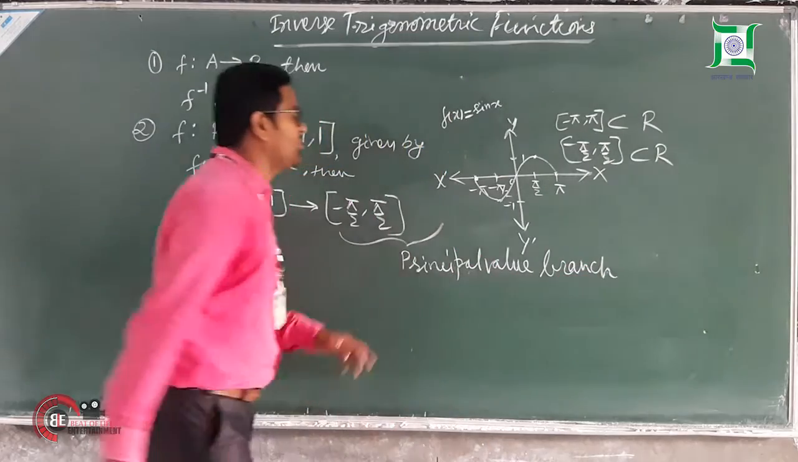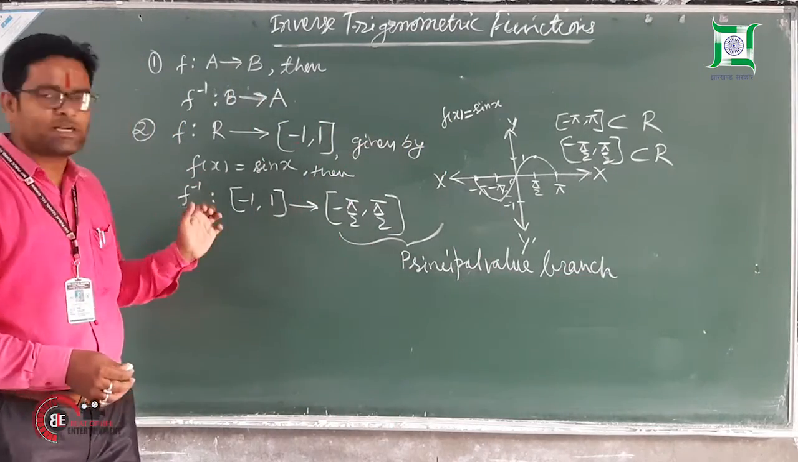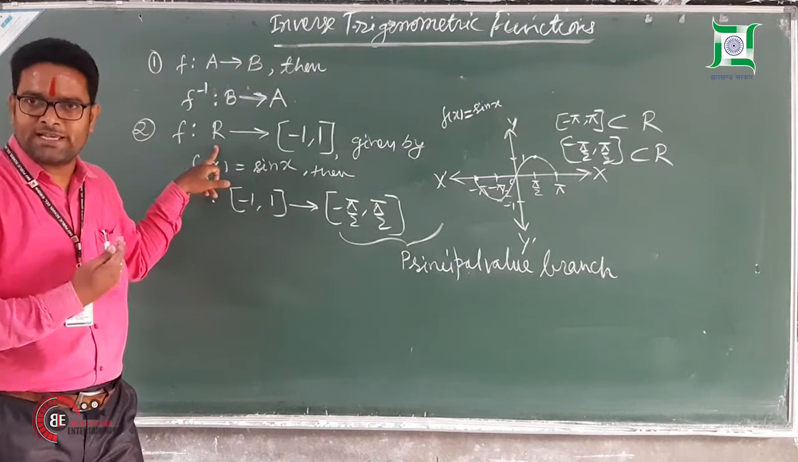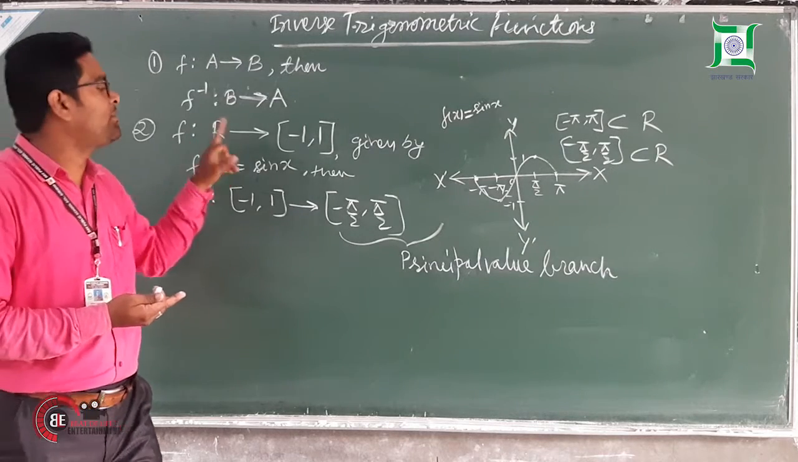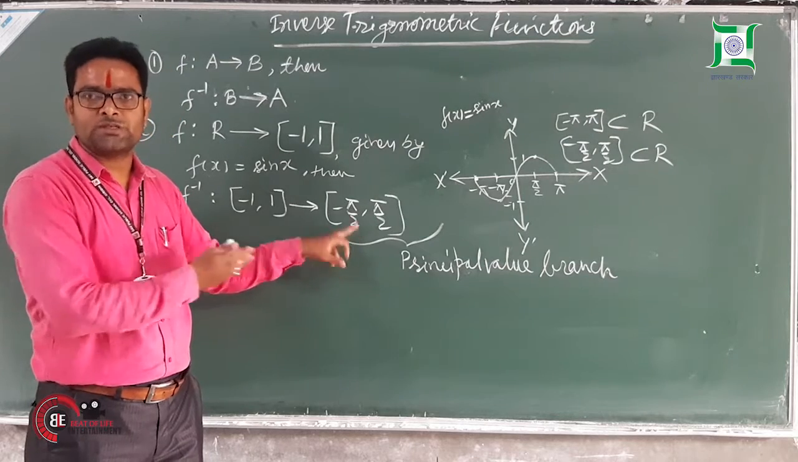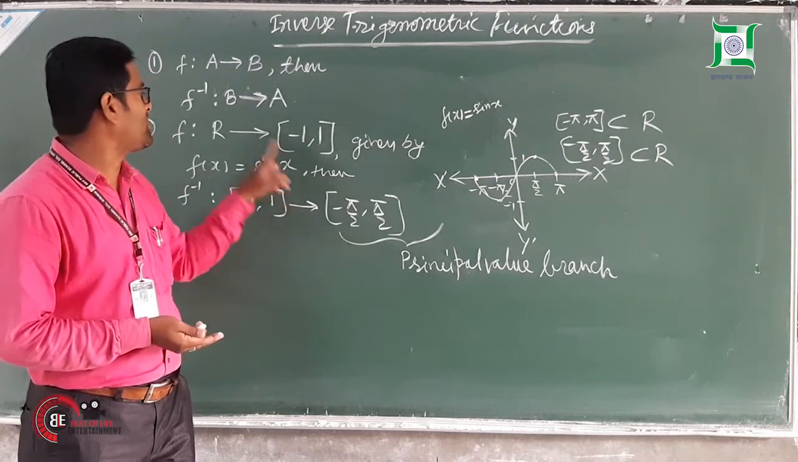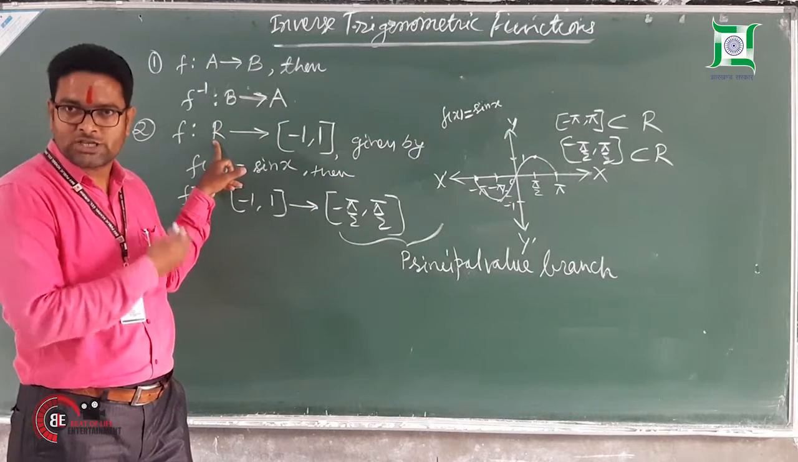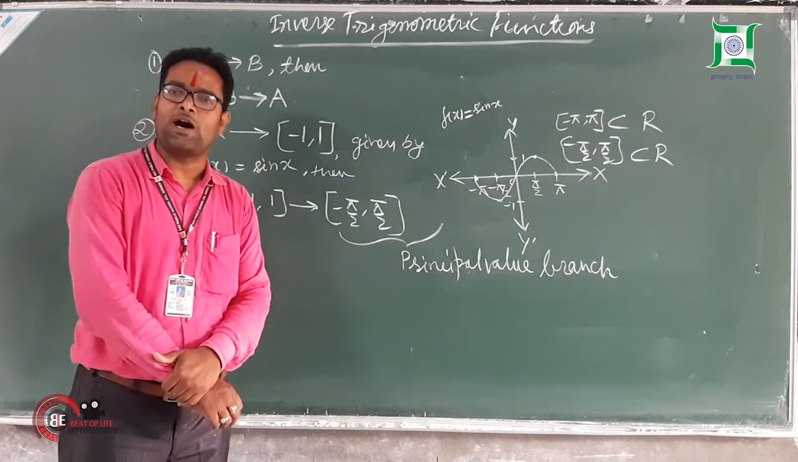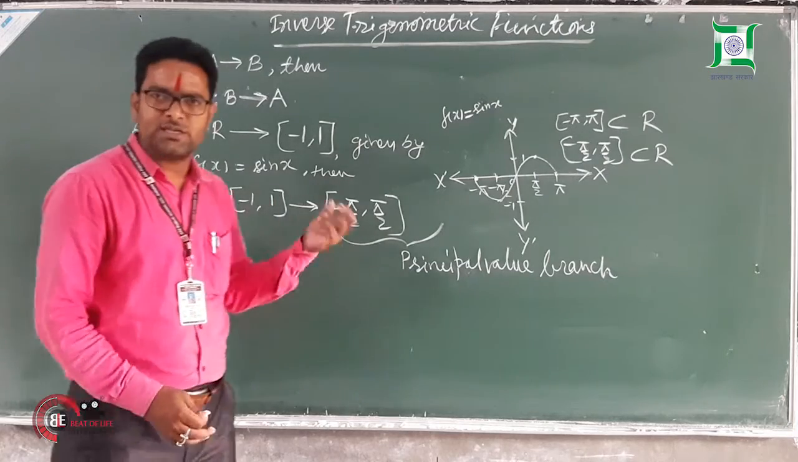So, the principal value branch, we can say, is just a subset of the set of real numbers. That means its actual range is R, the set of real numbers. But I have restricted the range to minus pi by 2 to pi by 2, which is a closed interval. So we can say this is a subset of the actual range, the set of real numbers R. Within this, I can define the inverse function. Let us see its graph also.